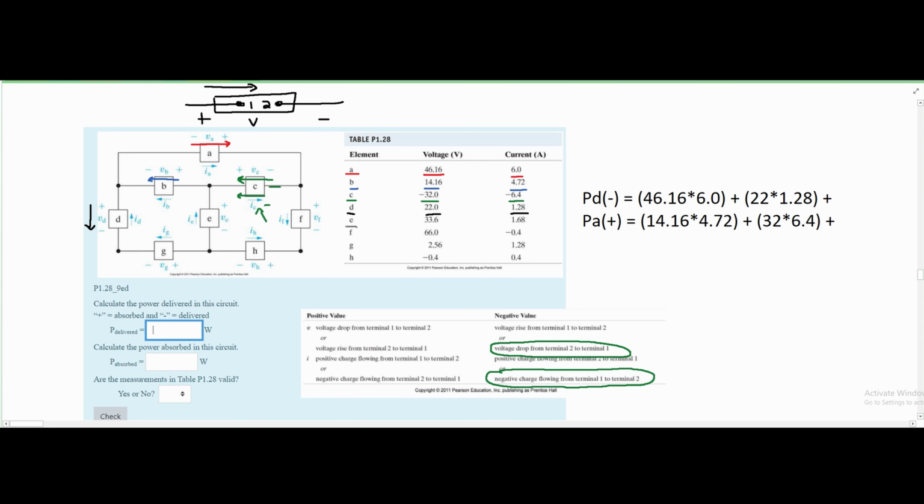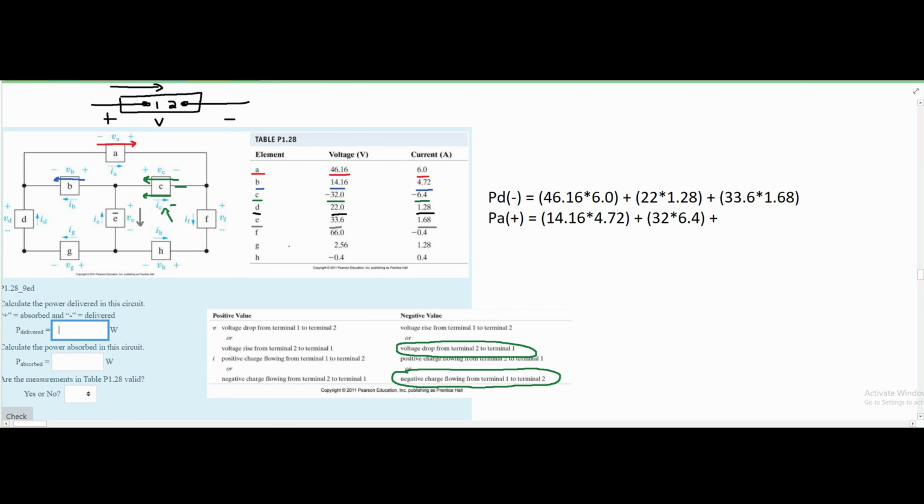Next, we have E, which is 33.6, and then we have 1.68 here. No negative sign, so we're just going to look inside of our current. Our E is right here, so this is where we will be focusing. For our E, we have our voltage going from positive to negative. We know this, so it's going to be going in this direction. Our current is going in the opposite direction. That means it's being delivered, so it'll be a negative and it will be a P delivered.